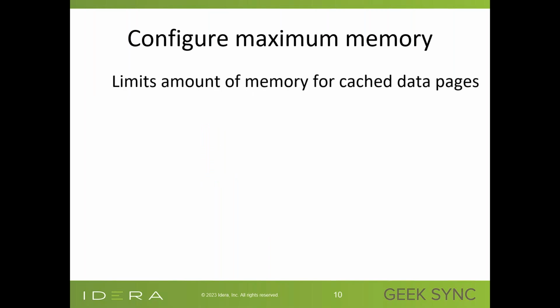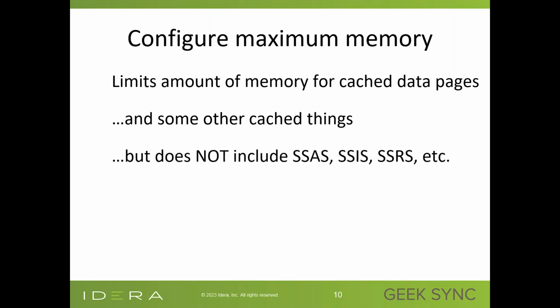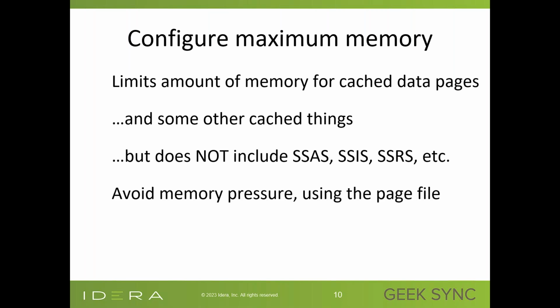This configure maximum memory is going to limit the amount of memory that is allocated for cache data pages. That's the predominant user of memory for SQL Server. Now, there are also some other caches, like stored procedure plans and whatnot, but this value doesn't include Analysis Services or Integration Services or Reporting Services. So we want to lower this value so that they're not all treading all over each other and fighting for memory. We definitely want to avoid not just memory pressure, but also anything using the page file.